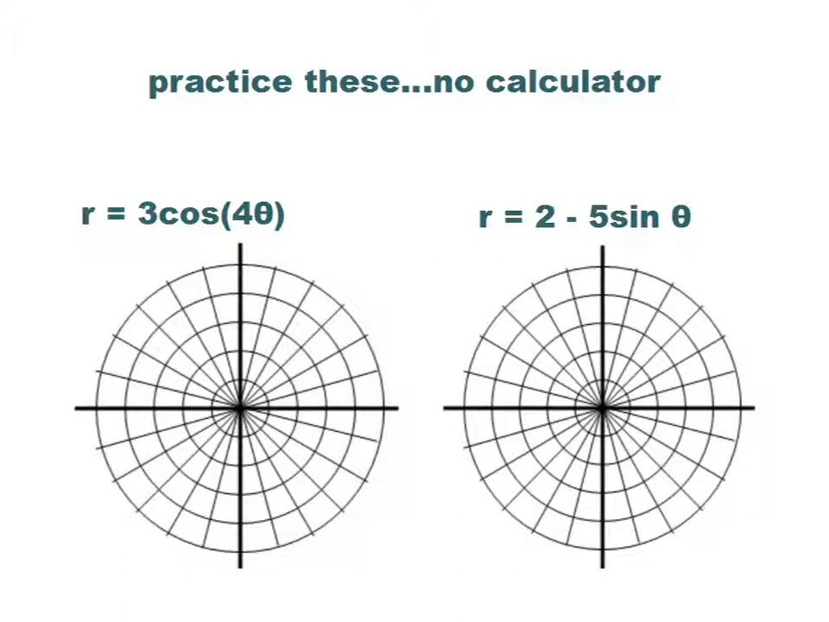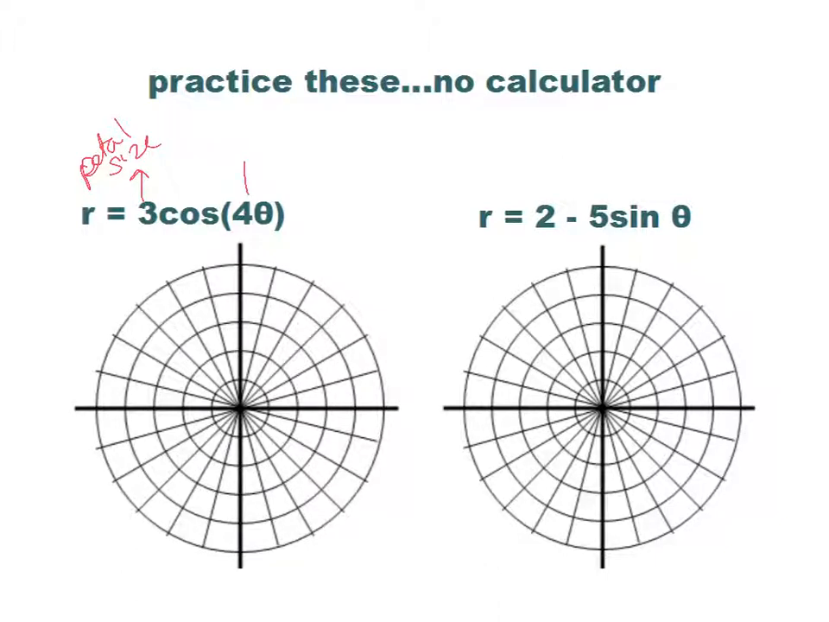Could we graph these without a calculator, without a table? Let's see. This one, the first thing you should recognize is that this is a rose curve, whereas this is a Limacon curve. On my rose curve, remember that this A value tells me the petal size. That's the petal size. So I'm going to go 3 rings out. That's how big the petals are going to be.